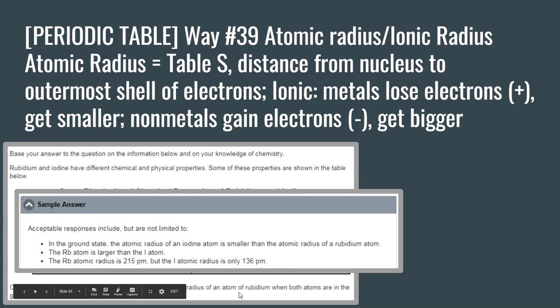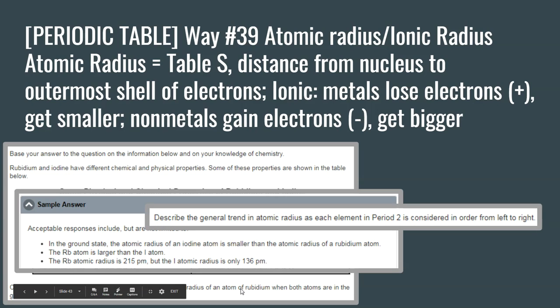For problems involving comparison, make sure you identify which one is going to be larger and which one is going to be smaller. They frequently ask you about the size of atoms. It says, describe the general trend in atomic radius as each element in period 2 is considered in order from left to right.